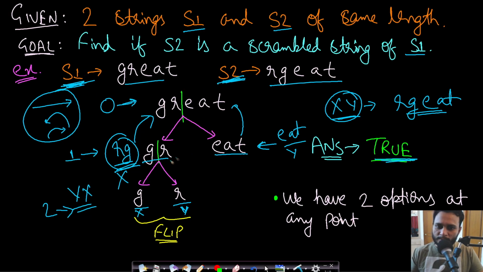So at any point you can see that we have two options. So what we can do is at any point we can divide a string S into X and Y, two substrings.